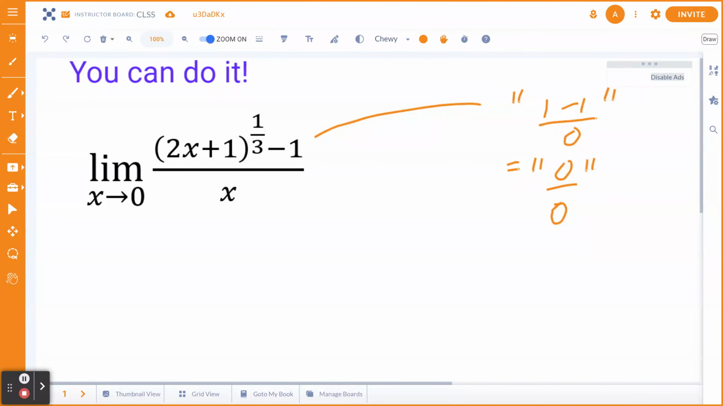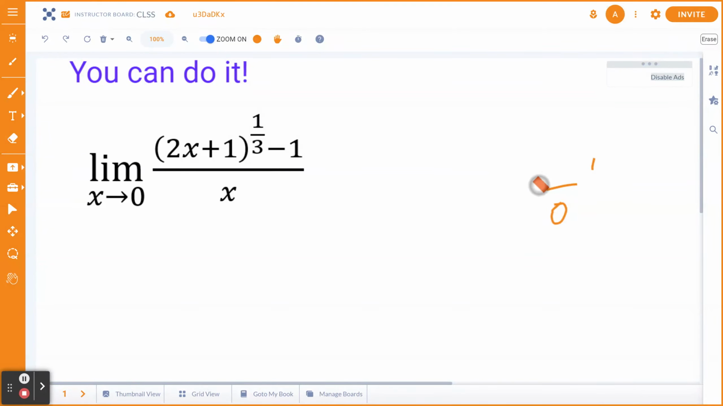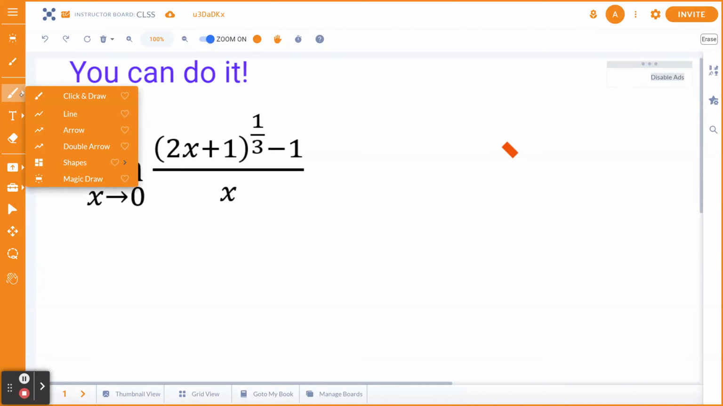So again, never skip step 1. Step 1 is you plug it in. And the moment you discover you get an indeterminate, you move on to step number 2.